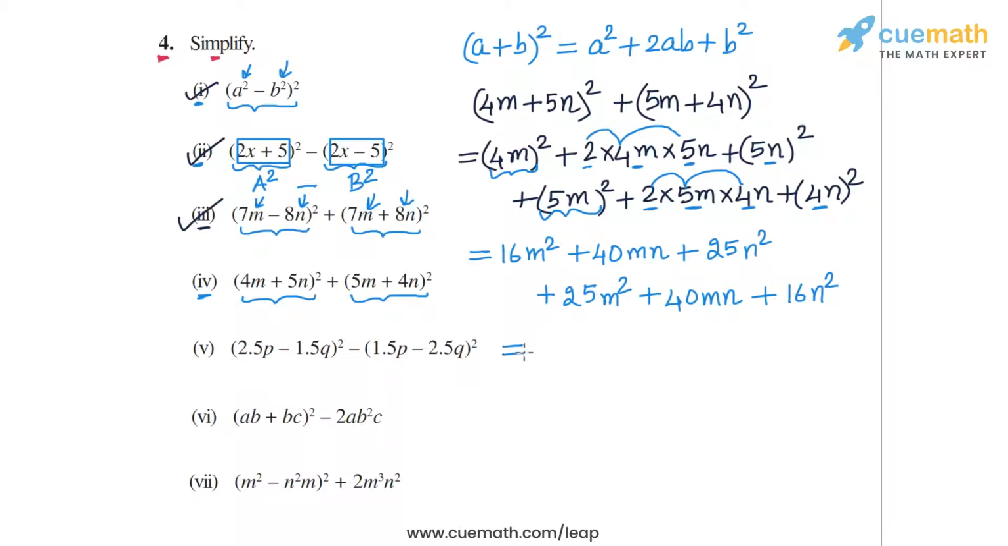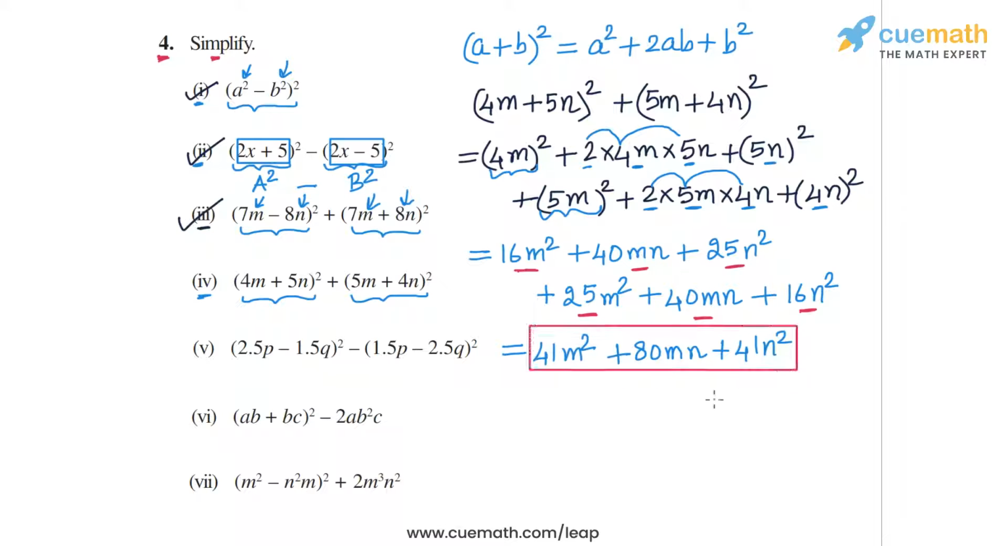Now we will collect the like terms. So we have 16m square and 25m square. This totals to 41m square. Then we have 40 mn and 40 mn. This adds up to 80 mn. And finally we have 25n square plus 16n square. This adds up to 41n square. So the simplified form of the expression is 41m square plus 80mn plus 41n square. This is the answer in part 4.